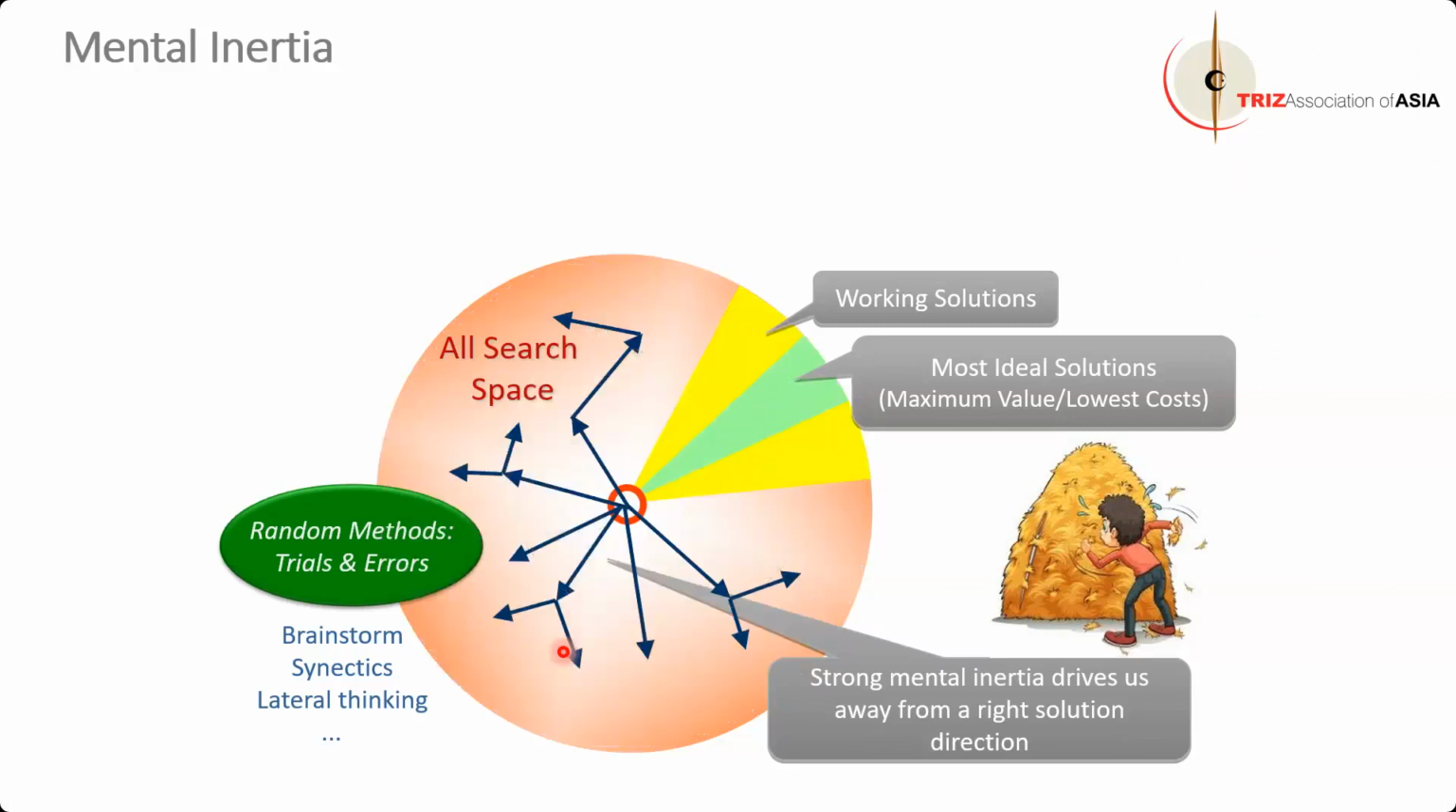So this shift we can achieve through TRIZ. There are many methods like brainstorming, synectics, lateral thinking, and so on and so forth. I'm not saying that these are not good methods, but these are methods wherein we search all space. While if we go through the TRIZ method, it quickly takes us to the working solutions, and then very quickly we can also reach the most ideal solution which will have maximum value or lowest cost.